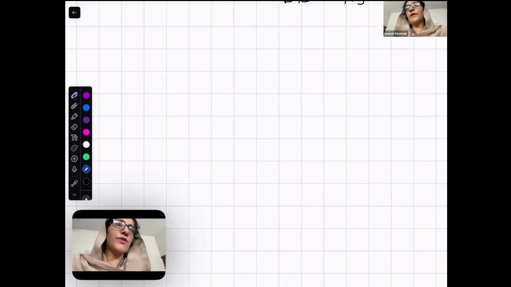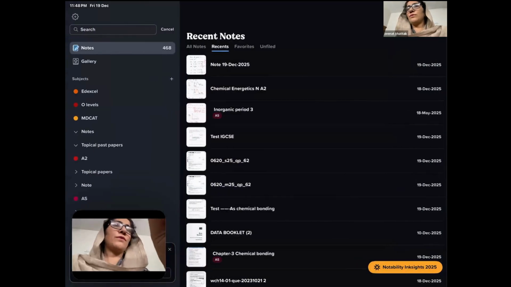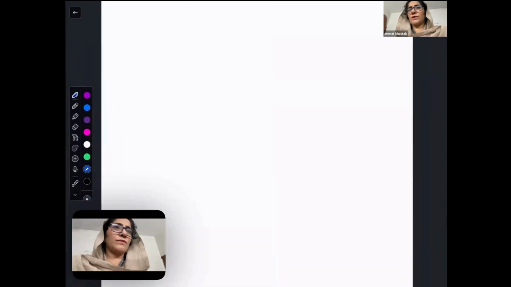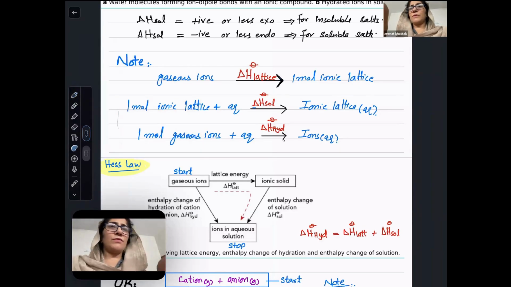Hess law. How will you do this? We are going to relate three things. Delta H lattice. When you make, look. Wait a minute, I think this is much better.